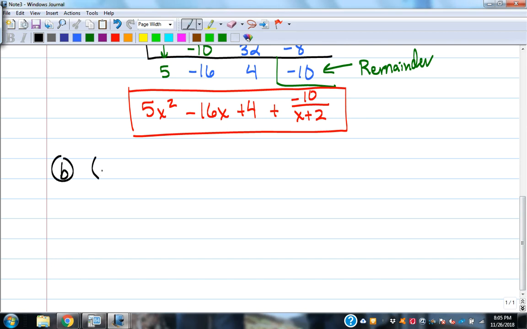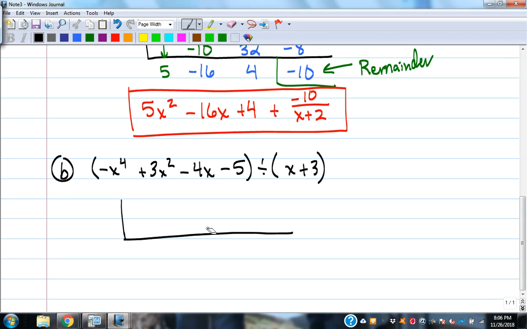Example B. Let's take negative x to the fourth plus 3x squared minus 4x minus 5 divided by x plus 3. What's our shelf number? Negative 3. Good. Setting x plus 3 equal to 0 and solving it, you get x equals negative 3. So negative 3 goes on the shelf.